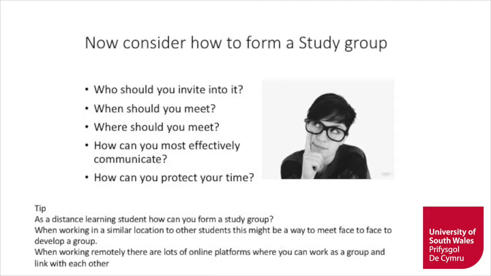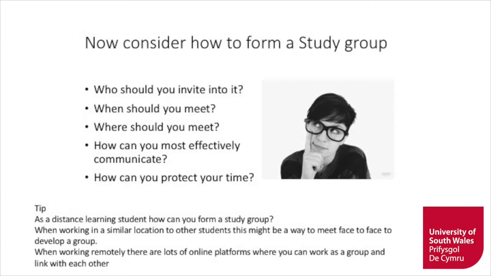Now consider how to actually form a study group. Who should you invite? When should you meet? Where should you meet? What is the best way of communicating effectively? And how can you set your time so you're not just meeting for no purpose or real goal? So for an on-campus student, this is quite simple.